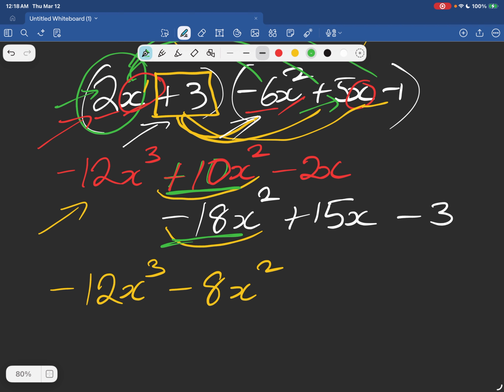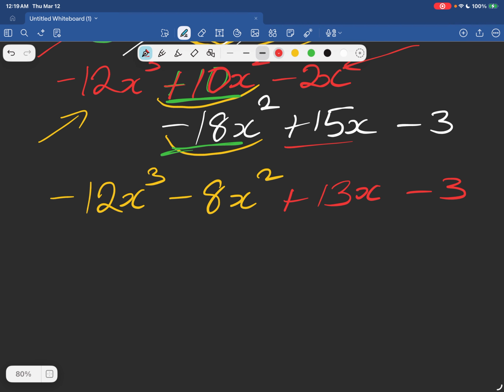Next, we are going to do negative 2x right here plus 15x. Now, negative 2 plus 15 gives positive 13. You attach the x as before. Finally, negative 3 has nothing to go with it, so that is how it is. And you can see that the degrees, which are the exponents on the variable, are in descending order.